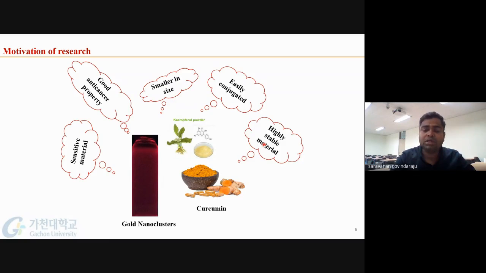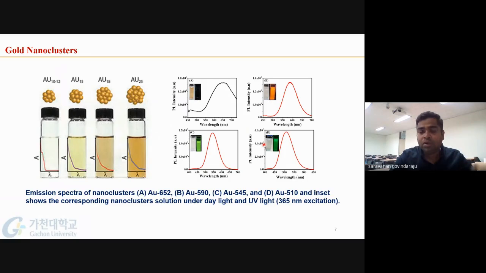So why have we chosen the gold nanocluster? The size of the gold nanocluster is very small and it has a very good fluorescence property, it easily conjugates with biomolecules, and the gold nanocluster is highly stable. So before going into my research, I want to give a general discussion about what a gold nanocluster is, and how the fluorescence differs from one type of gold nanocluster to another.